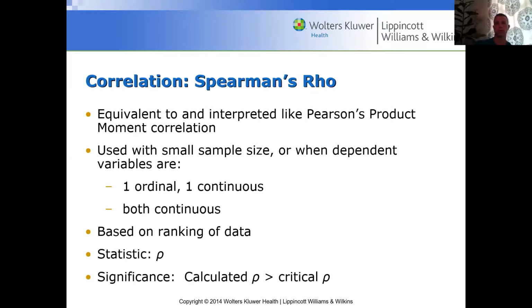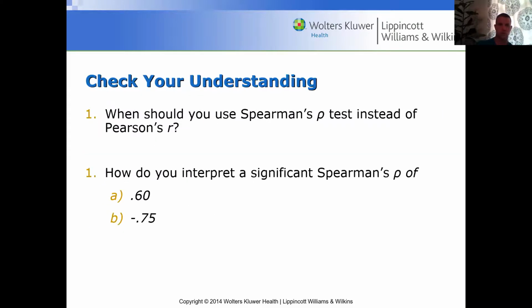Okay, so correlation. We're not doing Pearson product moment for non-parametric. We use Spearman's rho. It's equivalent to and interpreted like the Pearson product moment correlation. Used with small sample size, or when dependent variables are either one ordinal and one continuous, or both are continuous, based on ranking of data. Again, we use a statistic rho, and the calculated rho greater than the critical rho indicates significance. So when should you use Spearman's rho instead of Pearson's? And check your understanding: how do you interpret a significant Spearman's rho of 0.6 or negative 0.75?